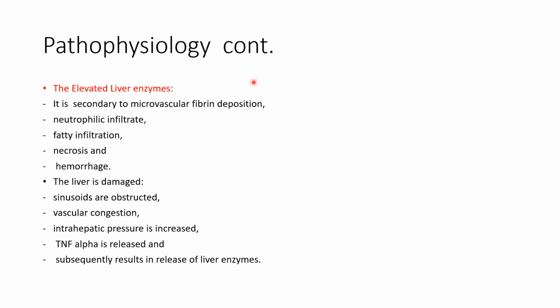Still on pathophysiology, the elevated liver enzymes will be secondary to microvascular fibrin deposition and neutrophilic infiltrate, fatty infiltration, necrosis, and hemorrhage. The liver is damaged, sinusoids are obstructed, vascular congestion will occur, intrahepatic pressure will be increased, tumor necrosis factor alpha is released, and subsequently that will result in release of liver enzymes.